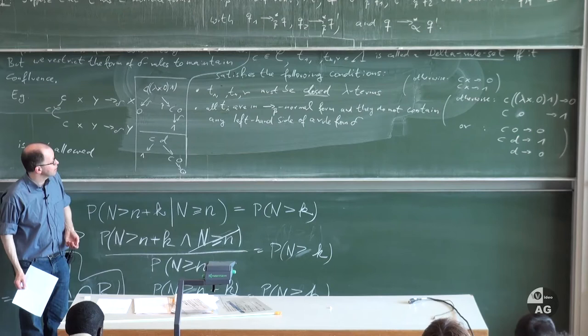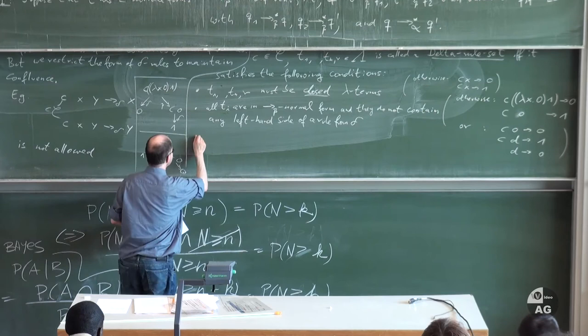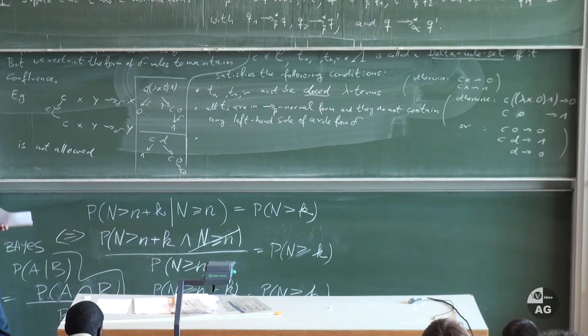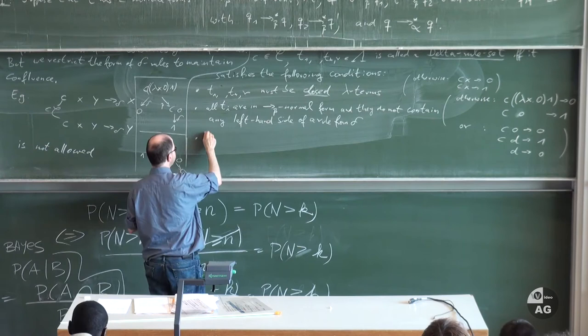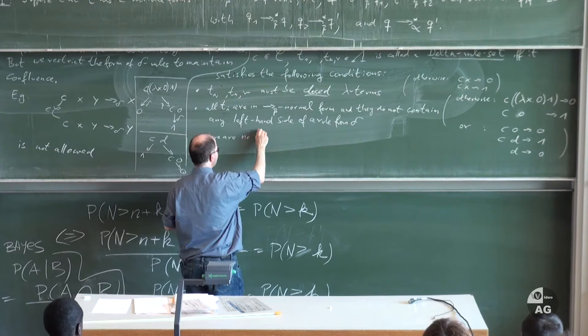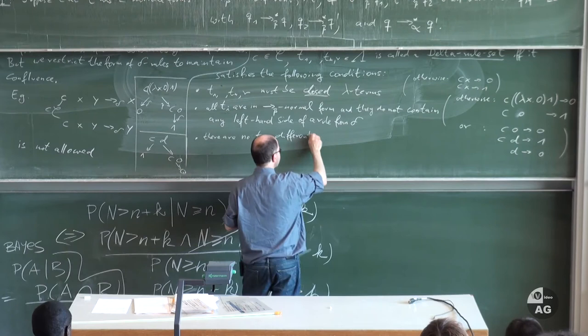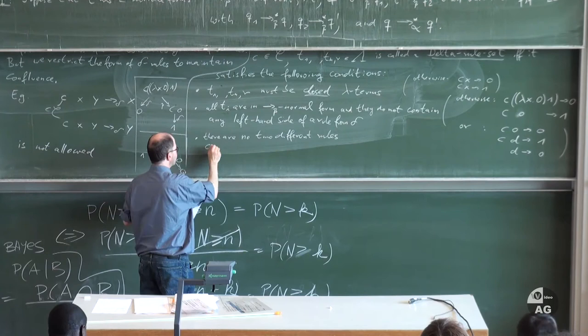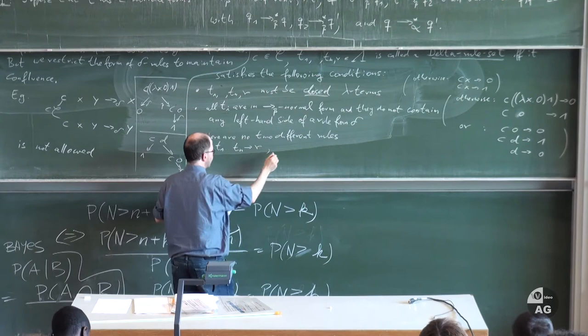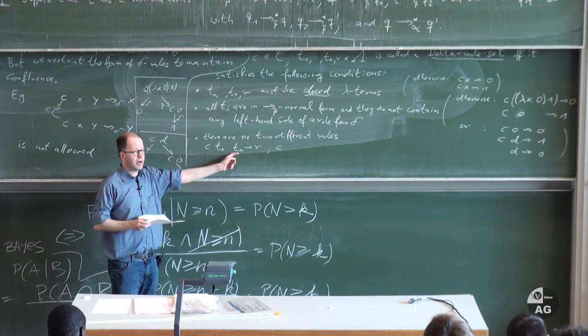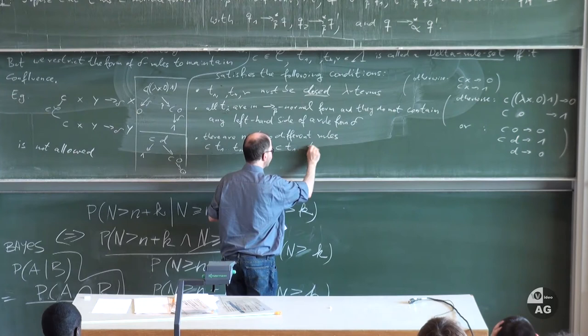And I need one more condition. Namely, the rules may not overlap. So there are no two different rules of the following form. One rule looks like this: C T1 to Tn goes to R. And the other one has the same arguments, but probably more than that. So C of T1 to Tm goes to R prime, and m is greater or equal to n.